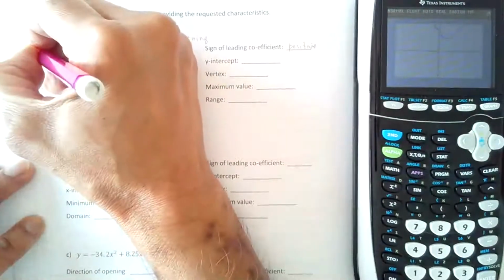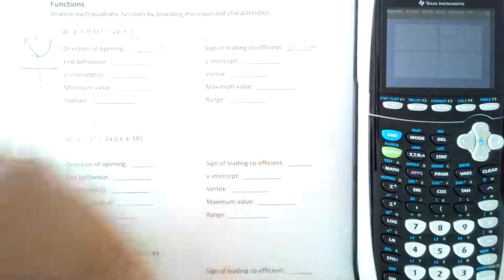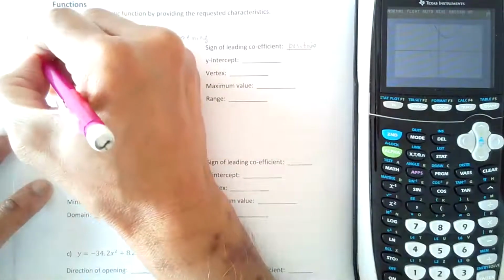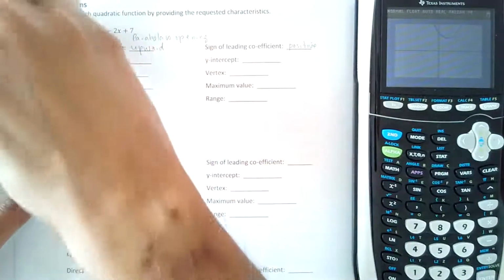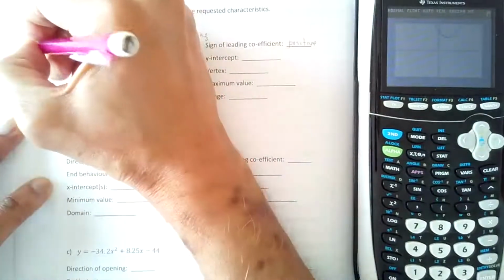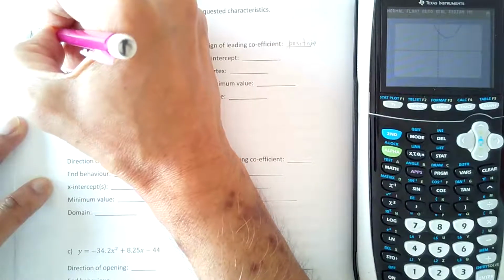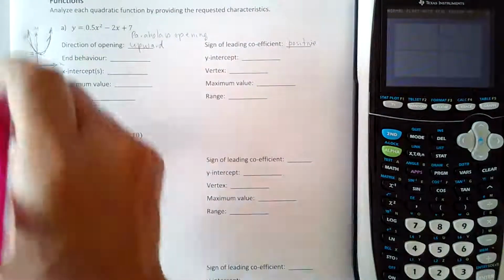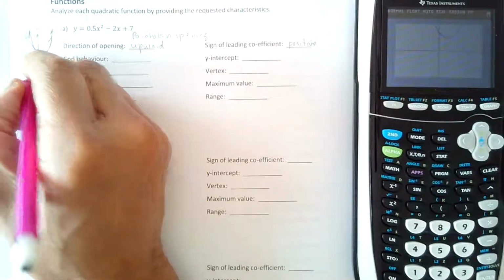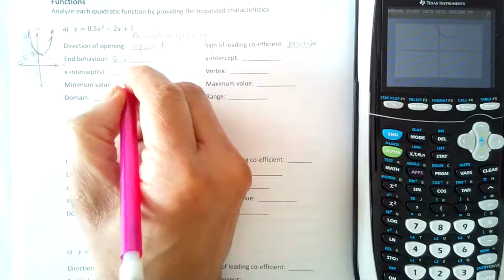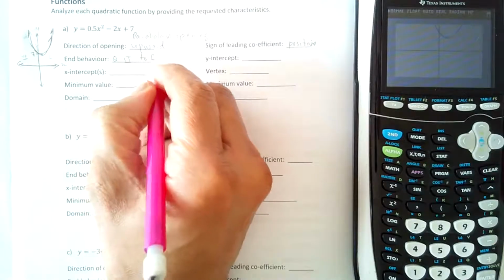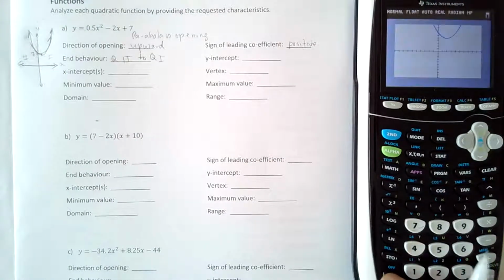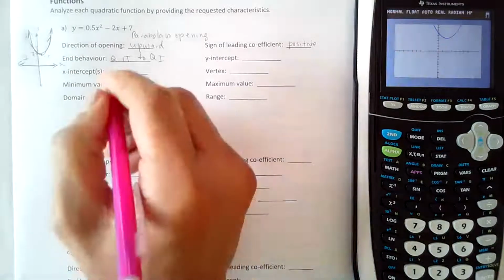So this graph is going upwards. Now, coming down here a little bit. Should be symmetrical. The end behavior is from quadrant 2 to quadrant 1. So we write quadrant 2. The x-intercept, if you go back to our graph here, there's none. Okay, so we say there's none.